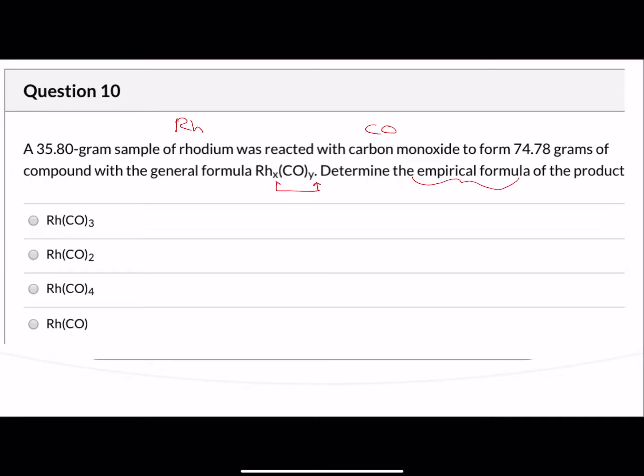Is it 1 to 1? Is it 1 to 2? Is it 1 to 3? Is it 2 to 1? Is it 3 to 1? I need to figure that out. And the way I'm going to do that is by figuring out the ratio of the number of moles.